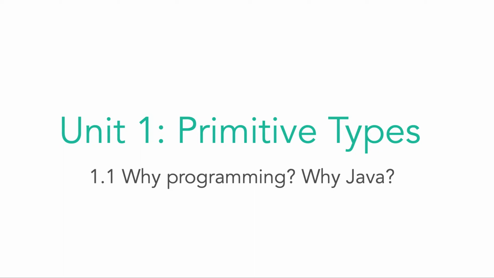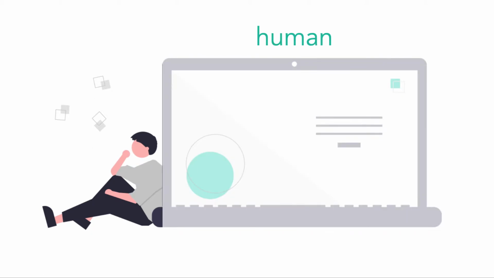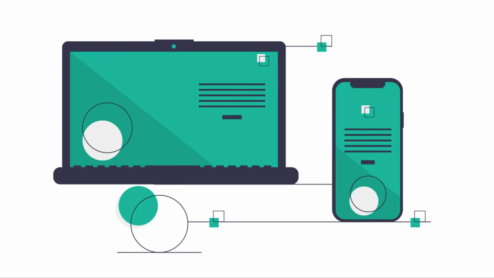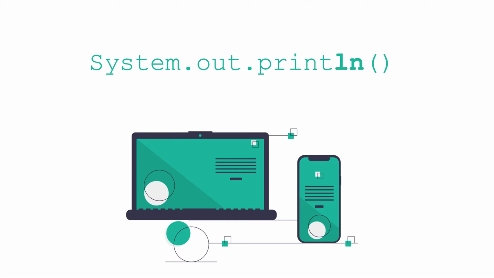Let's talk about topic 1.1, why programming, why Java? As a programmer, it is important to keep two perspectives or points of view in mind: the human's perspective and the machine's. One way humans know if a program is working as intended is by telling the machine to display or output results. We can do this by calling System.out.print or System.out.println.